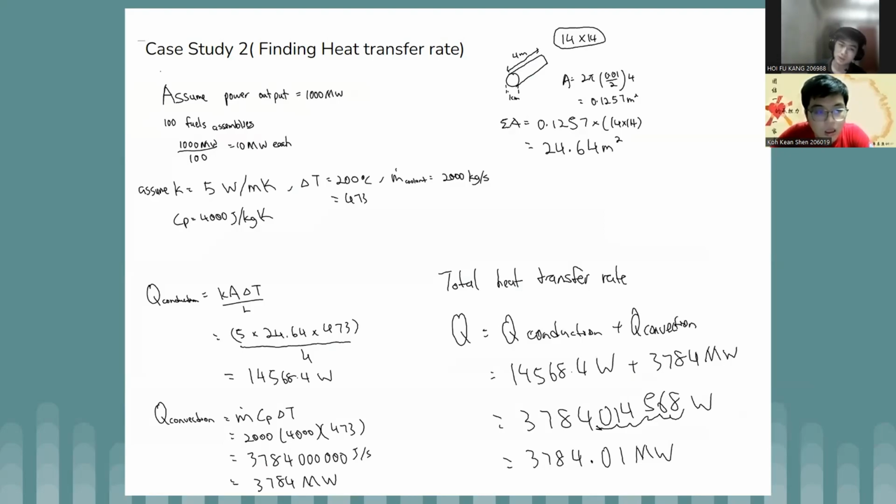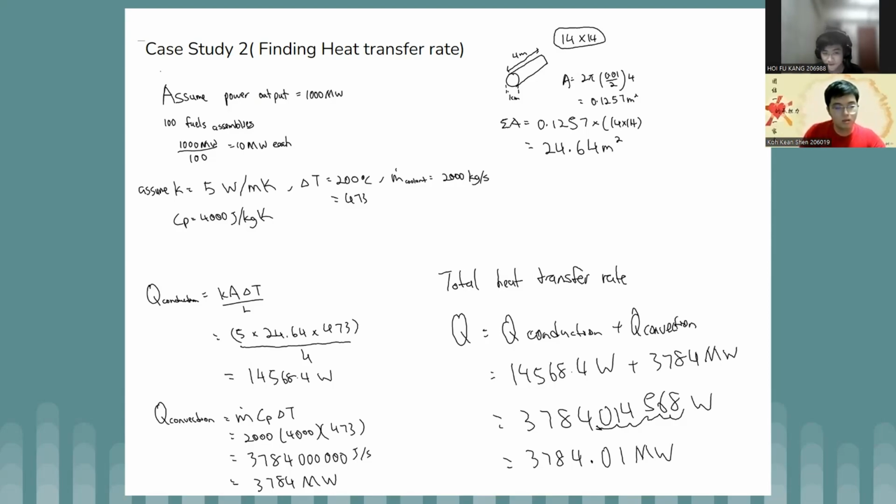First of all, we assume the power output of the reactor is around 1000 megawatt. Next, I need to calculate the power inside the field of each reactor. So 1000 megawatt is the total power output of the fuel rods. I assume the reactor core has 100 assemblies of fuel, so each fuel assembly will contribute 10 megawatt of power to the whole system. Next, for the further calculation, I need to find the area. Here my area is 24.64 meters square.